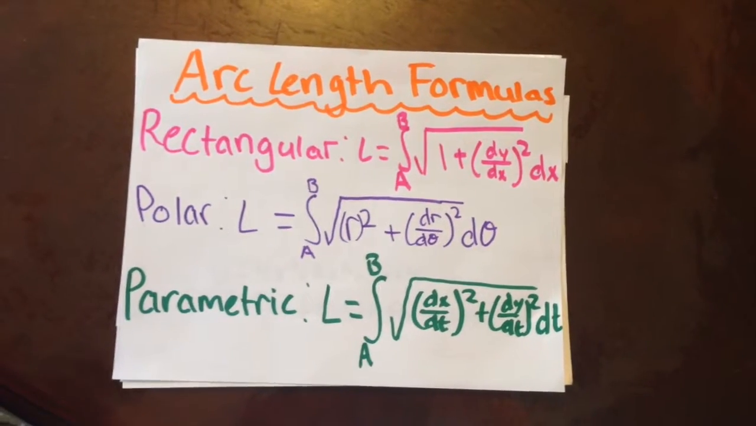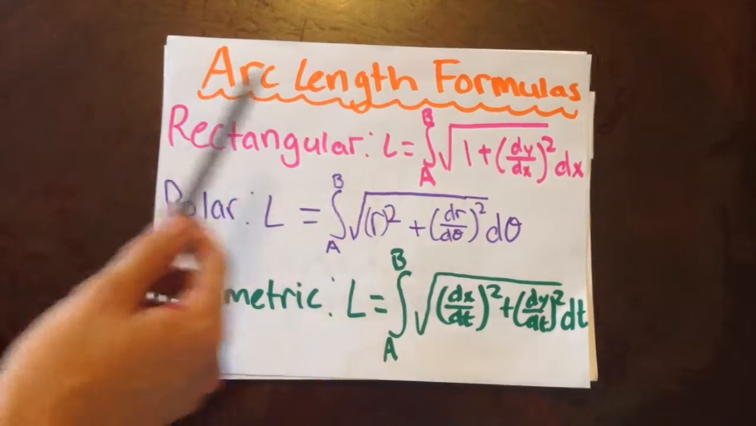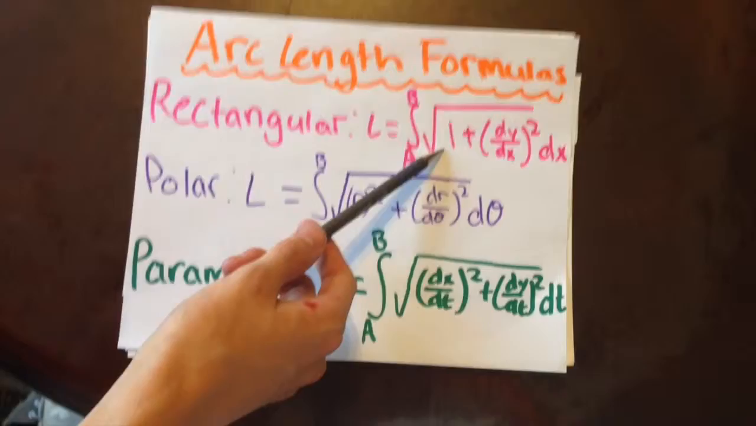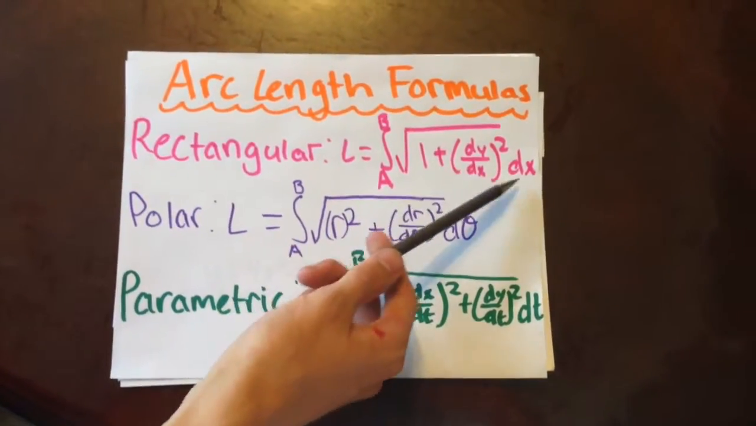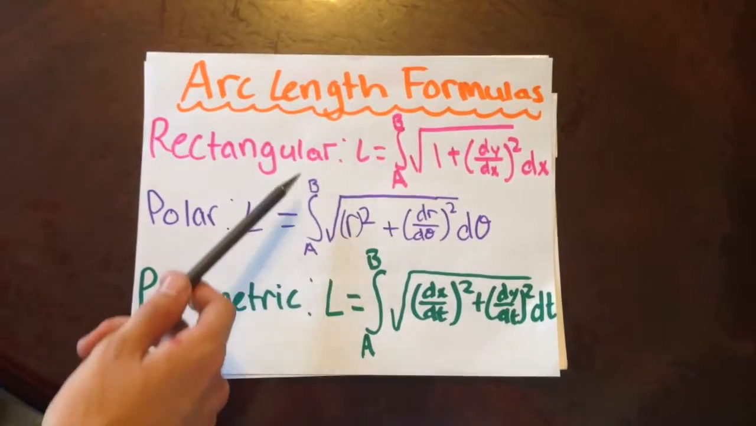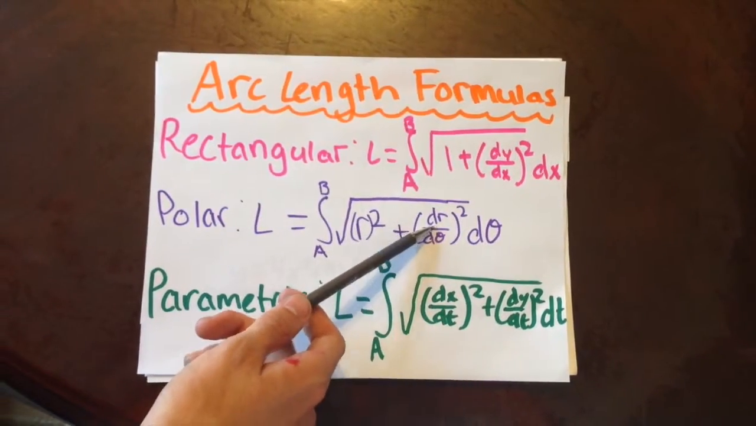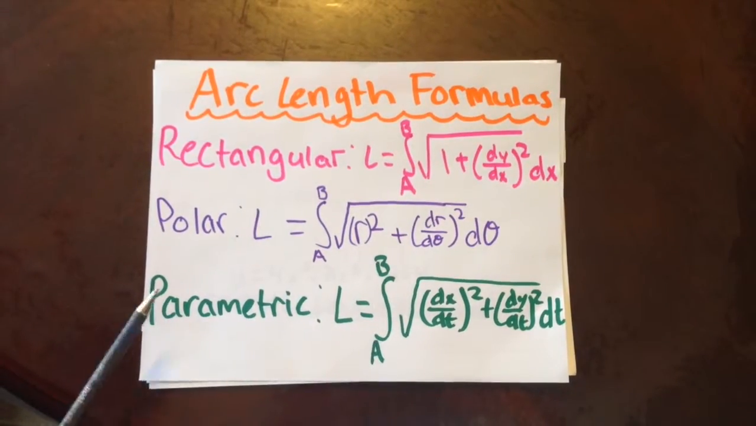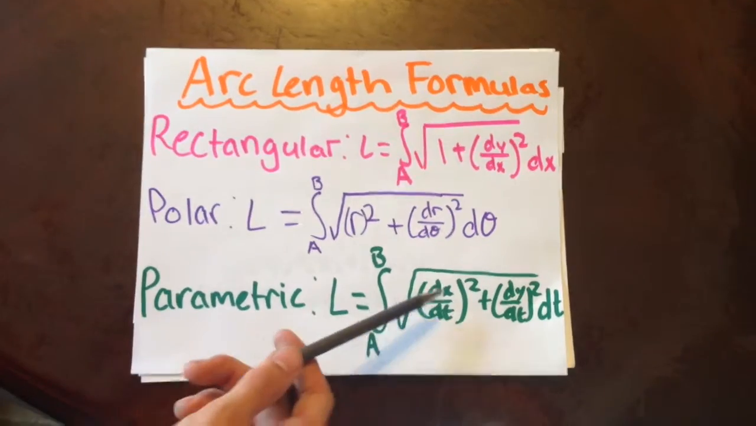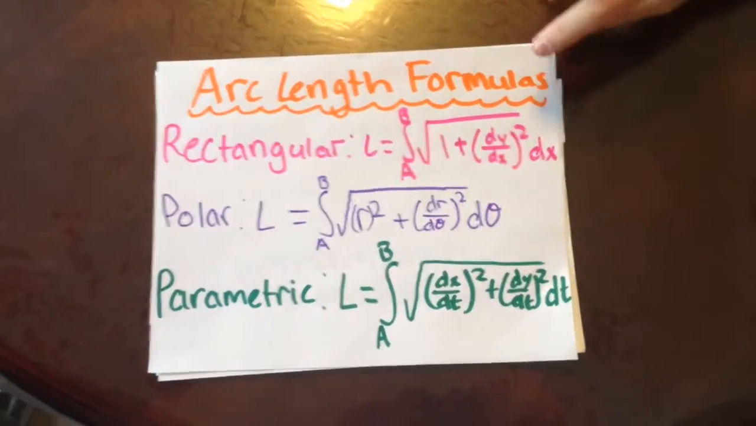There are three main arc length formulas for the three graphs that we have learned. There is rectangular, where the length equals the integral from a to b of the square root of 1 plus the derivative squared, dx. In polar, the length equals the integral from a to b of the square root of r squared plus the derivative squared, d theta. And in parametric, the length equals the integral from a to b of the square root of (dx/dt) squared plus (dy/dt) squared, dt.